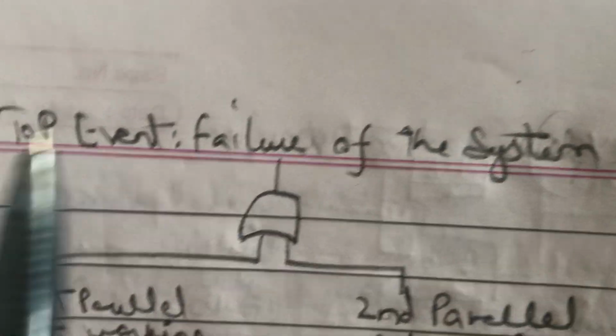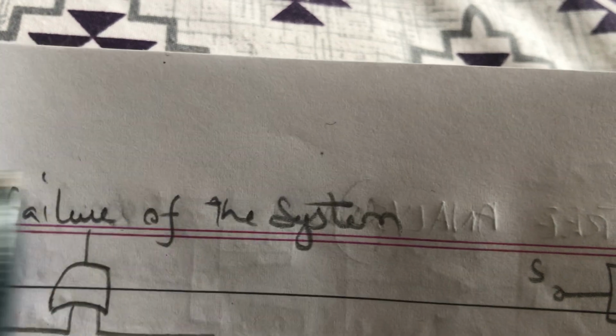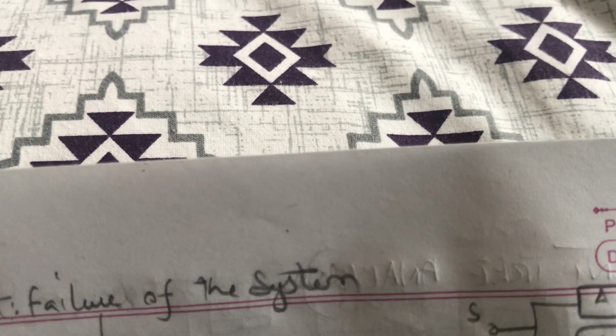Let's see how we can draw it. Now it says that we have a top event. What is that? The failure of the system. Okay, we have a top event as failure of the system. And where is our system basically?